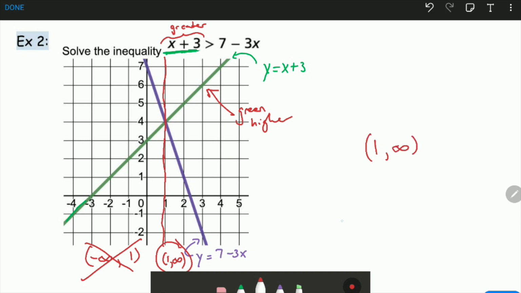Again, you can also write it out. It's 1 less than x less than infinity, or x greater than 1, a number of ways to represent the answer. So, whichever way, so long as it's equivalent, is good.